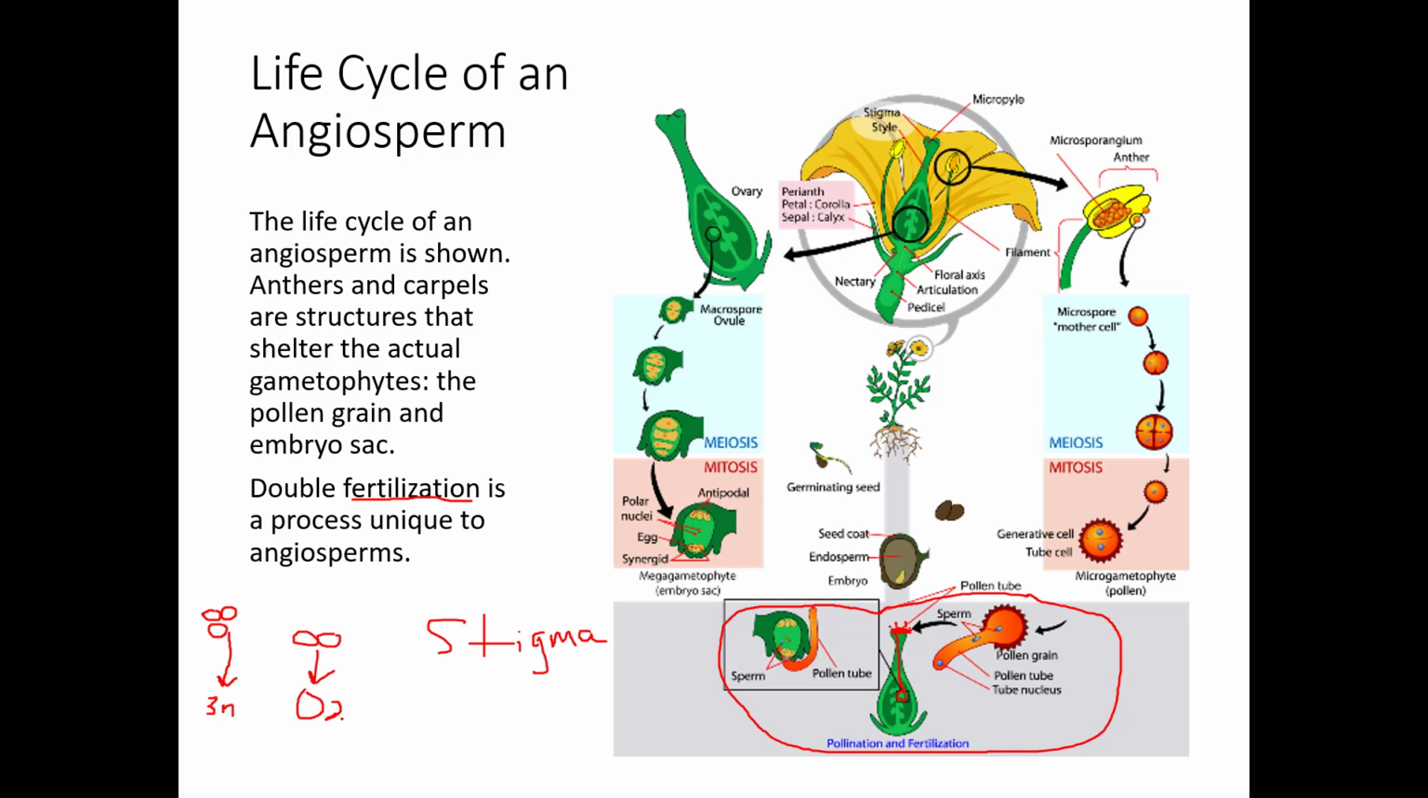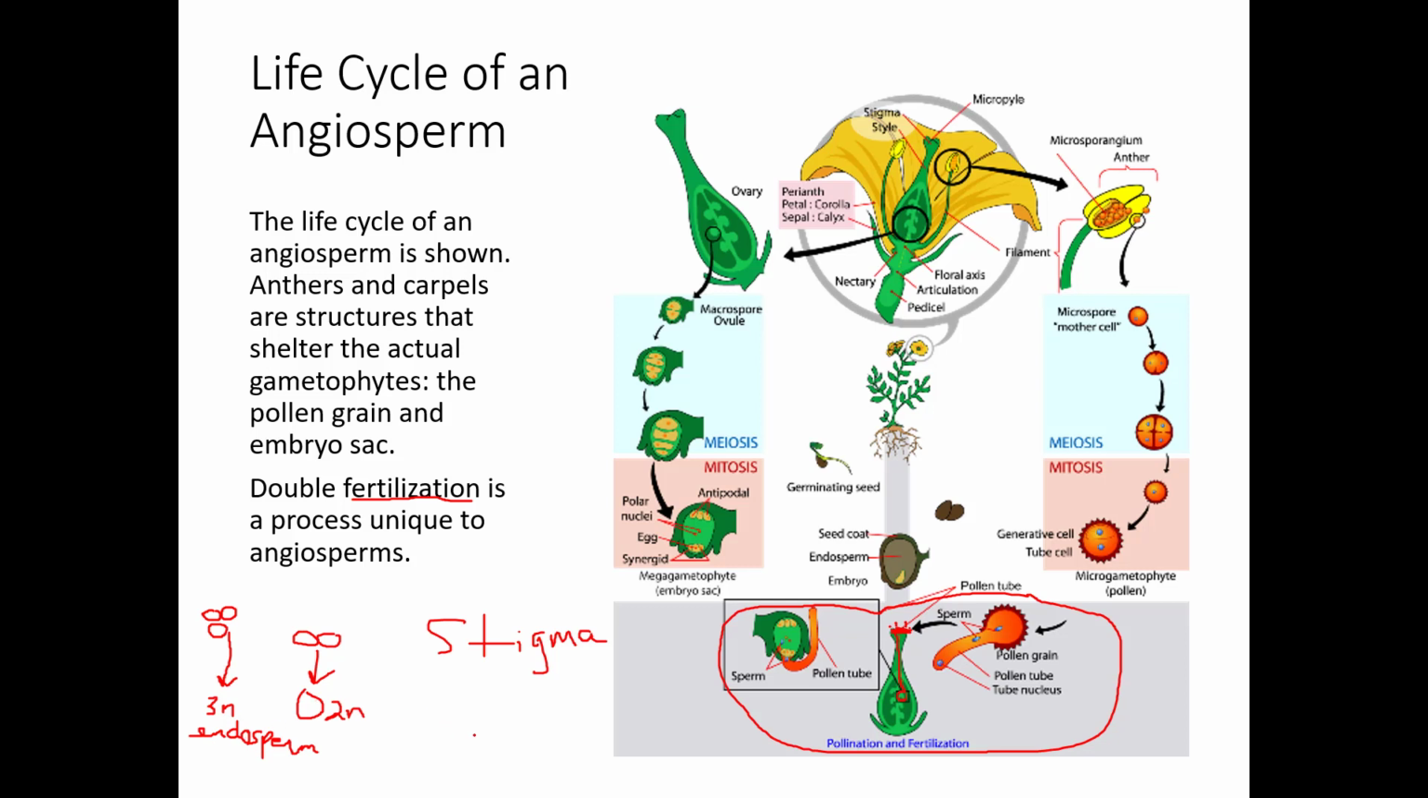So the zygote is diploid. That's what's going to grow into the next plant. The triploid tissue is going to be the endosperm. That's the food source for the embryo. So in the end, the endosperm is going to get used up. But it's kind of interesting that one sperm fuses with 2 other cells and you get this triploid tissue inside the seed. So endosperm is food for the embryo.